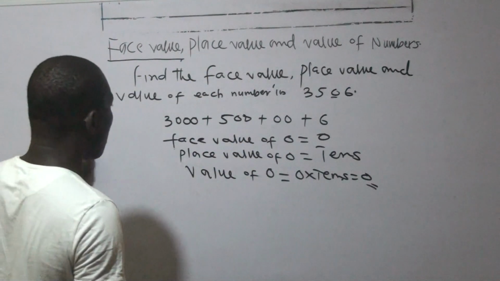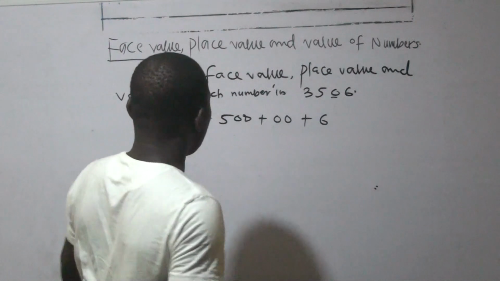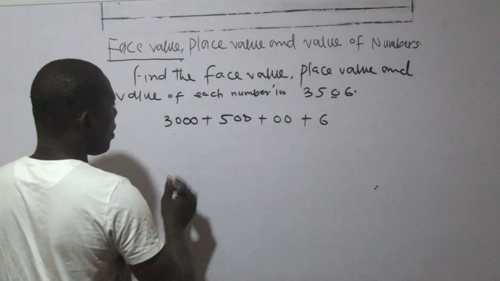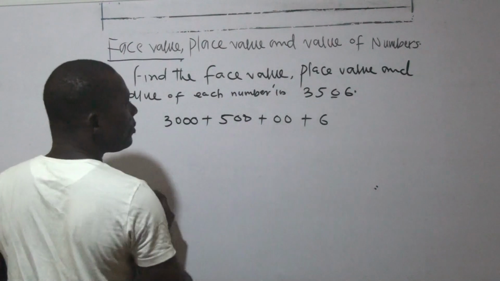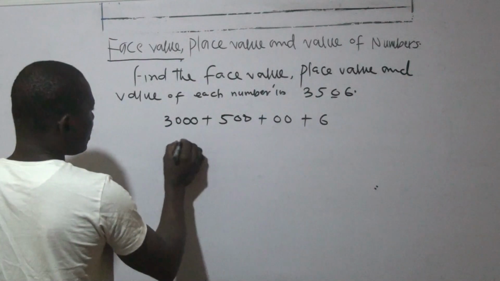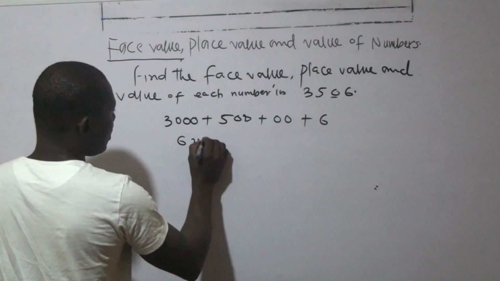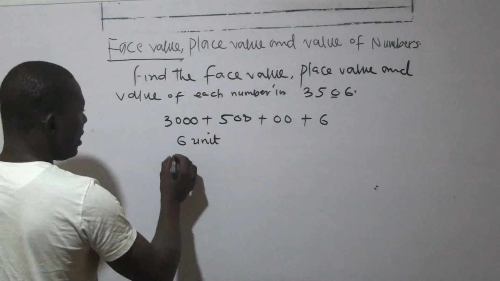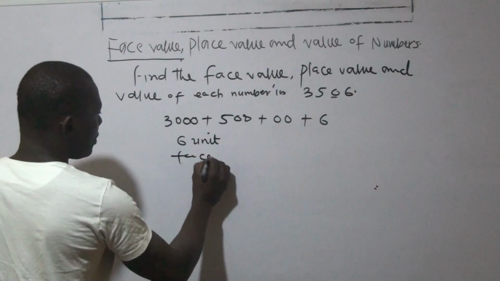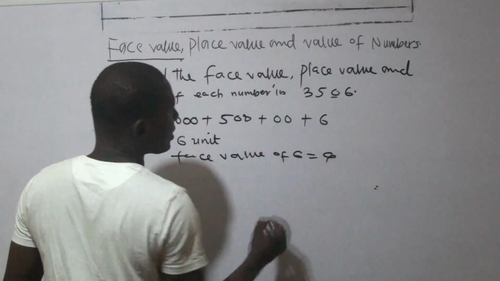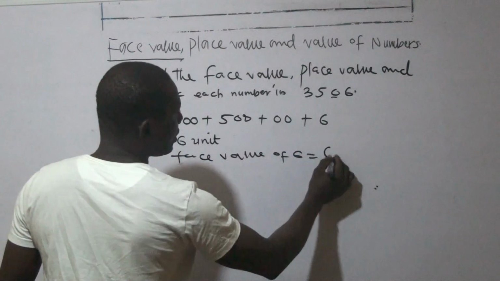Now let's look at 6. 6 is standing on the unit position. Okay? So here we have 6 units, or 6 ones. So here the face value of 6 is 6.